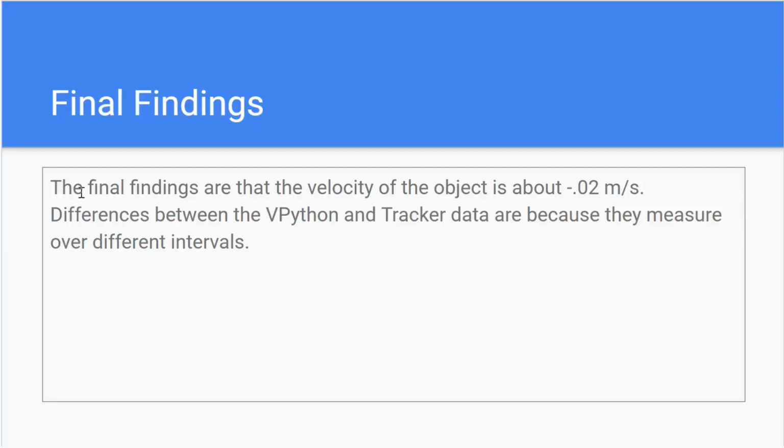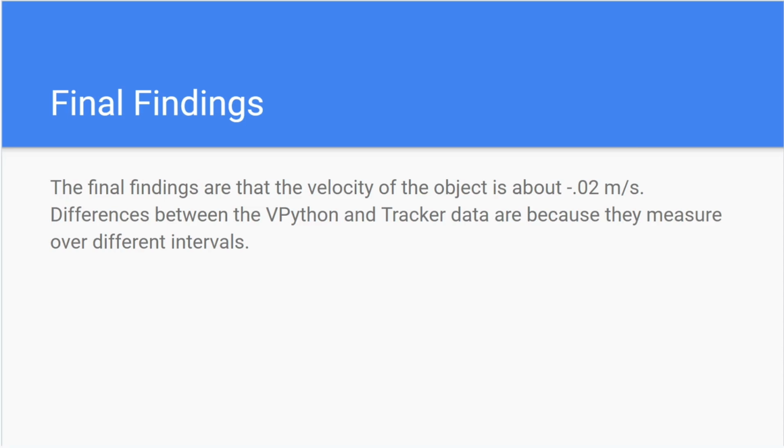Conclusion. The final findings are that the velocity of the object is about negative 0.02 meters per second. Differences in the data are likely because they measure over different intervals.